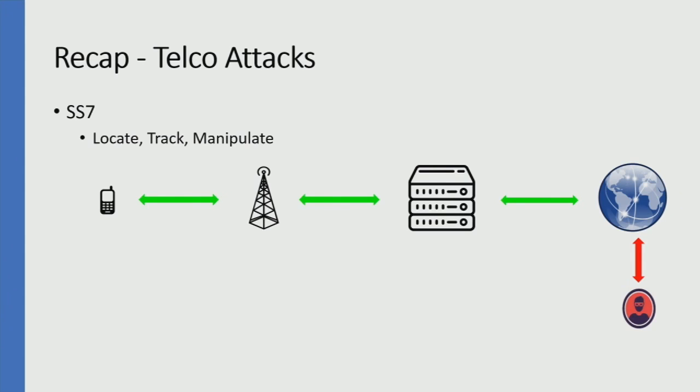So for this, the attacker has to have access to the SS7 interface, which probably means you have to approach an operator or somehow have some connection with him.